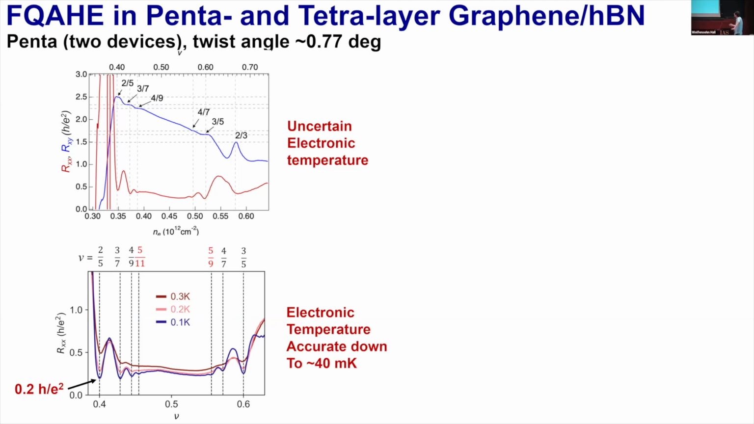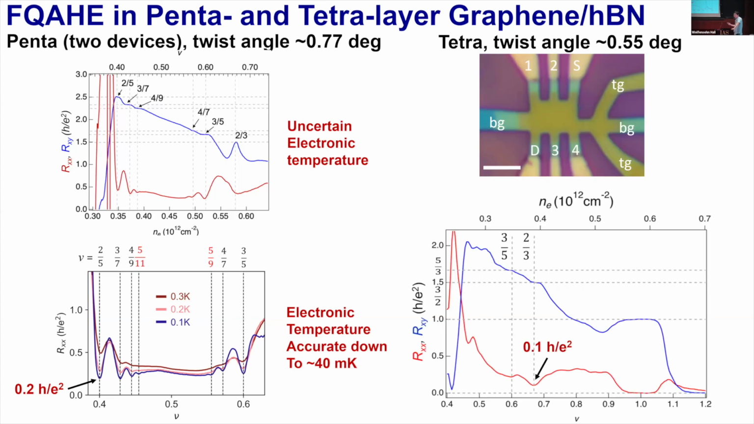And in addition to the two 5-layer graphene devices showing fractional quantum anomalous Hall, we have that tetralayer device I was showing you on the hole side, right? That tetralayer device also shows fractional quantum anomalous Hall effect on the electron band. This is the electron side.